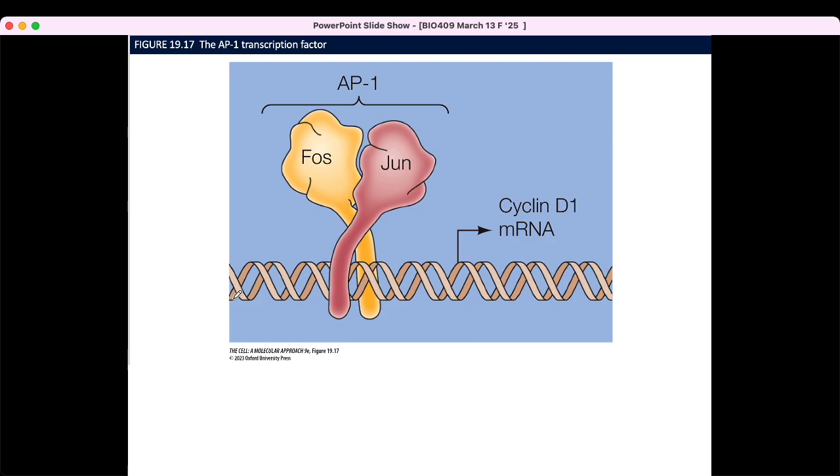Emma, what's something your group talked about? We talked about CDC25 and the importance of that when it comes to taking the phosphate group off of CDK1. Yep, awesome. CDC25, I said that was discovered in Seattle.